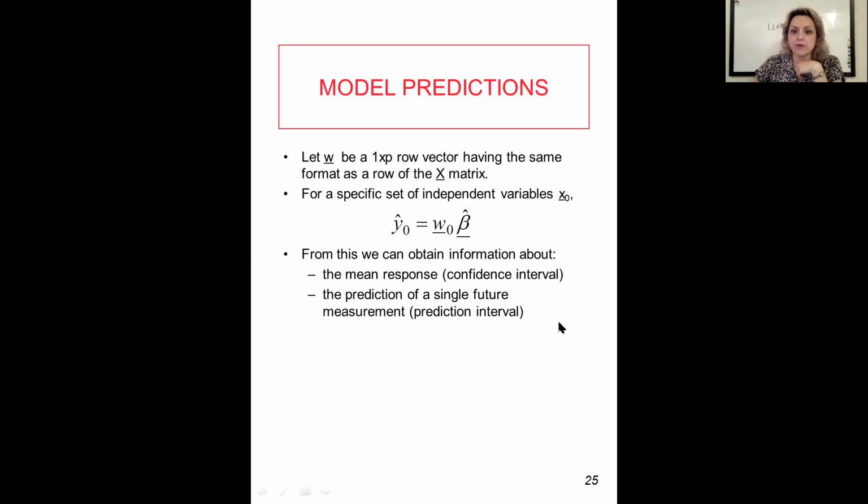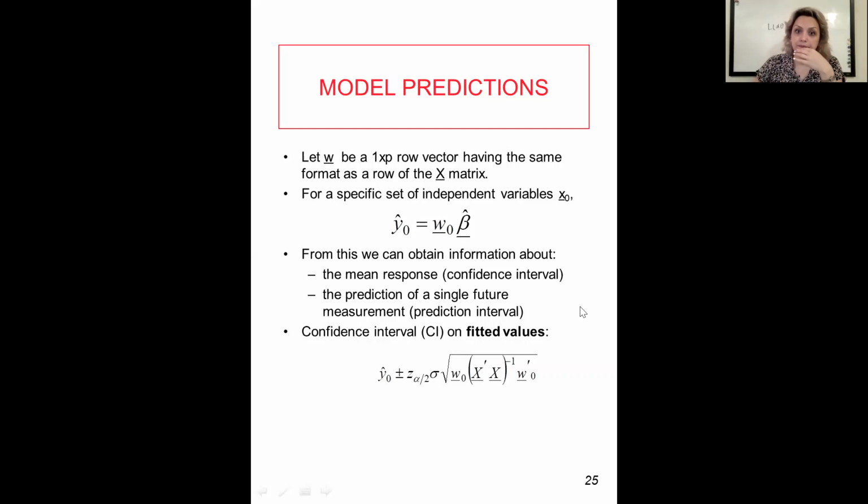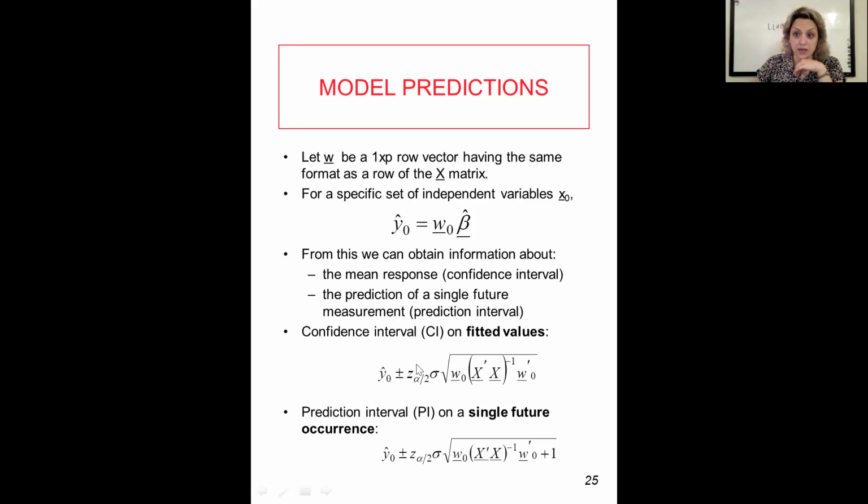So from this we can obtain information about the mean response, and the prediction of a single future measurement. So we would say the confidence interval on the fitted value, when we want to talk about the model predictions, would be plus minus some number from the Z table times your standard error, whatever it is. That's the confidence interval. The prediction interval, or PI, is for a single future occurrence.